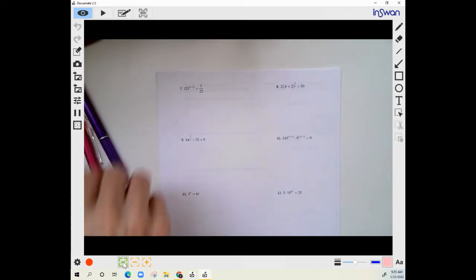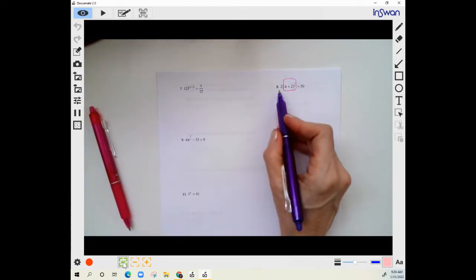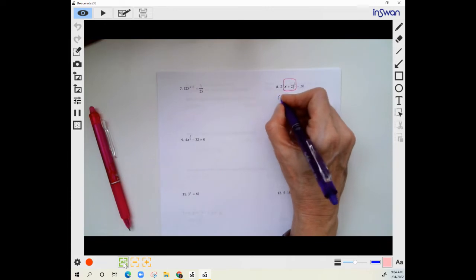Anytime you have an equation with a numerical exponent, a rational exponent, your job is to isolate the exponent and then undo it. So I'm going to do number 8. So I'm trying to isolate the exponential portion here, which would be right here. Okay, so I'm going to start by dividing by 2.